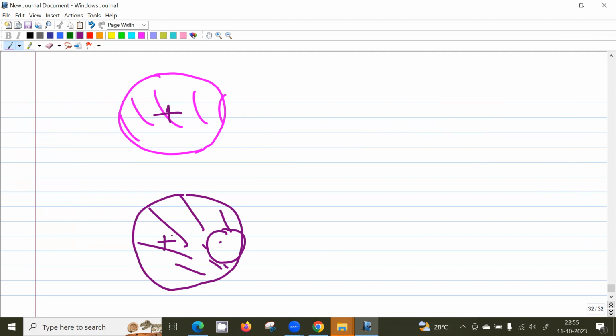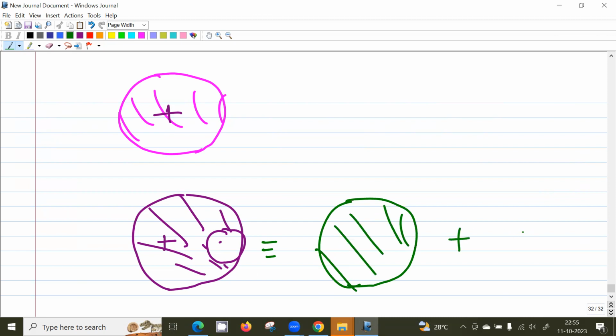Okay. So to find the center of mass, I can use one concept. So this disk with the hole is equivalent to your disk without the hole, plus a disk of negative mass corresponding to the cavity portion or the hole portion.